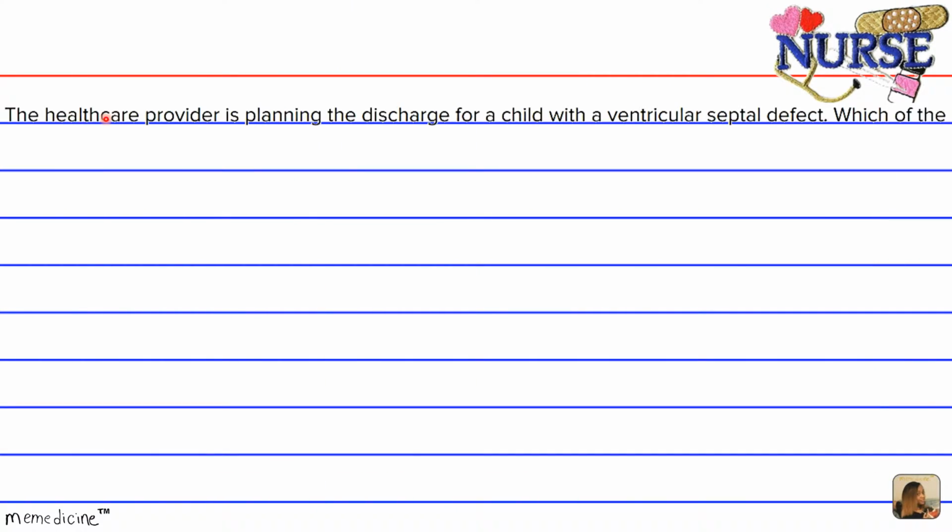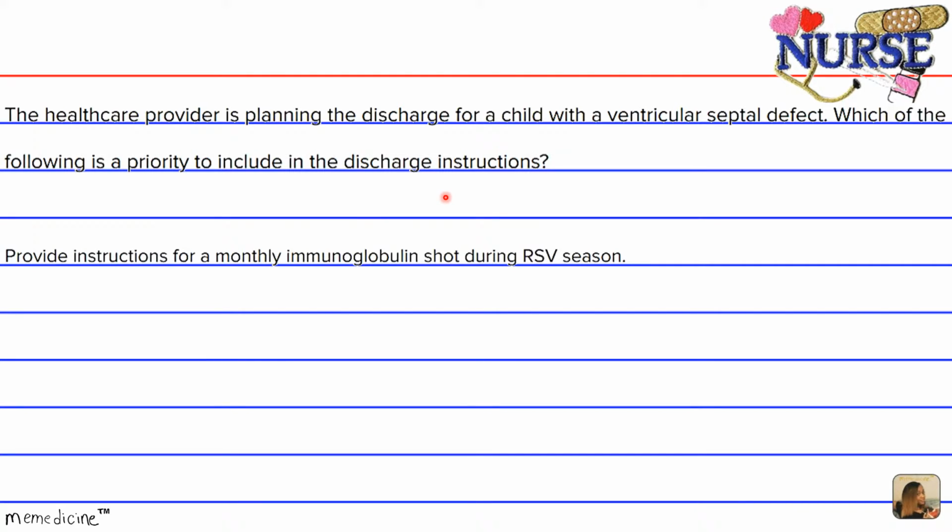The healthcare provider is planning the discharge of a child with a ventricular septal defect. Which of the following is a priority to include in the discharge instructions? Is it A, provide instructions on monthly immunoglobulin shot during RSV season?